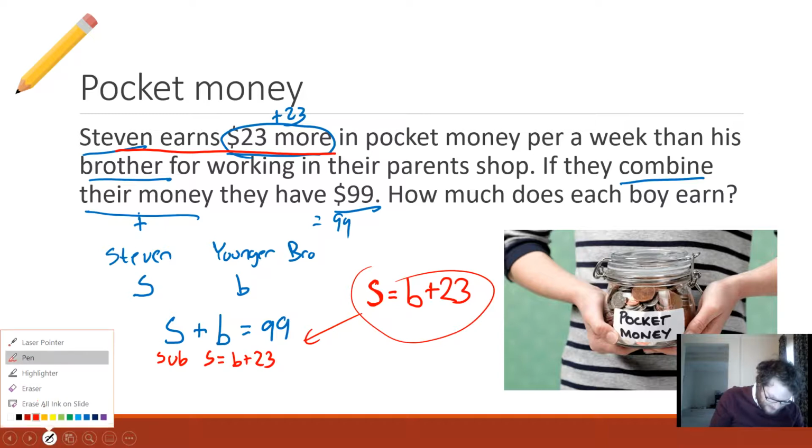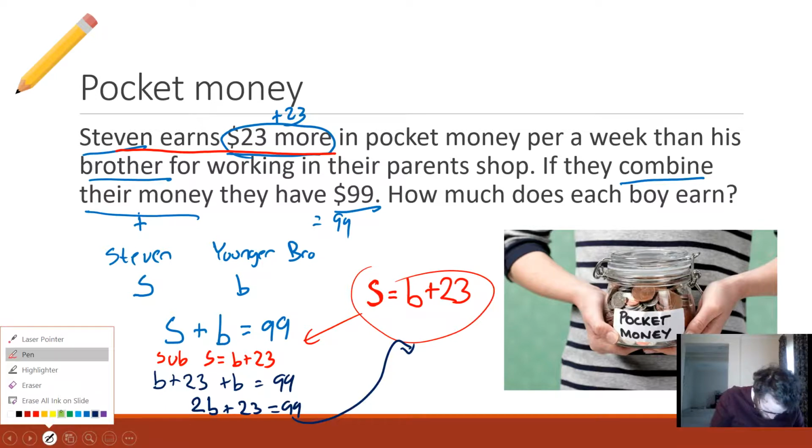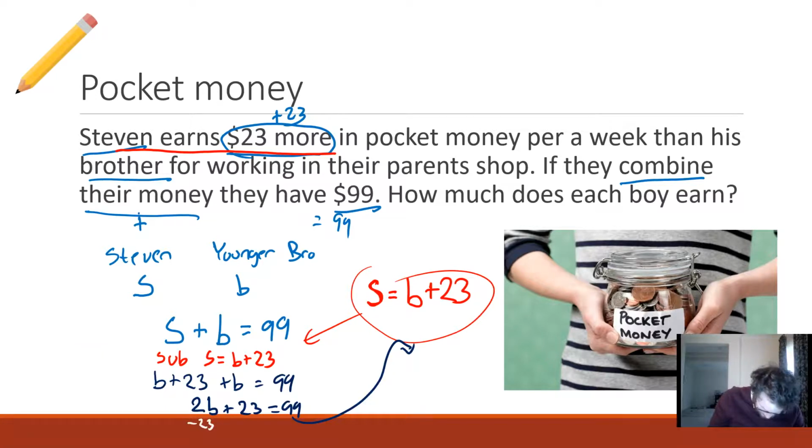Now what happens when we do that? Everywhere where we see S, we replace it with B plus 23. B plus 23 plus B equals 99. 2B plus 23 equals 99. If I subtract 23 from both sides, that's going to give me 2B equals 99 minus 23, which is 76.